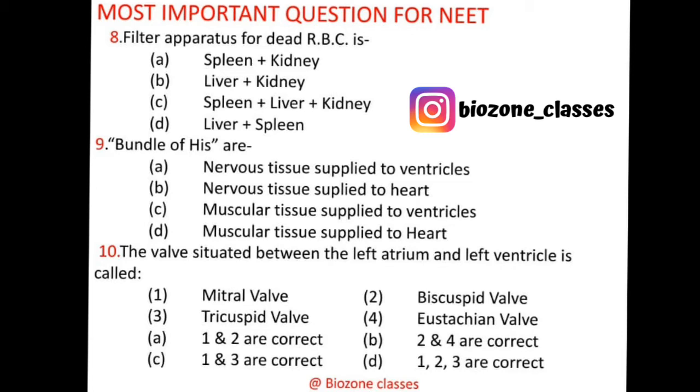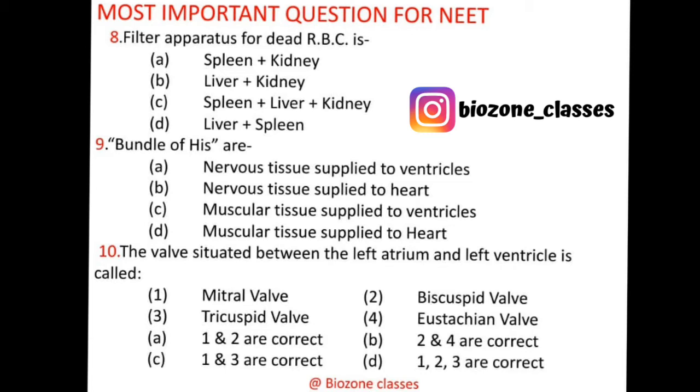Now question number 10. The valve situated between left atrium and left ventricle is called 1. Mitral valve, 2. Bicuspid valve, third tricuspid valve, and fourth Eustachian valve. Four options are provided for the correct ones. So here we directly come towards the answer, the correct answer for this question is A, that the mitral valve and bicuspid valve are common terms used for the same valve when present between left atrium and left ventricle. So the correct answer is A, that is 1 and 2.